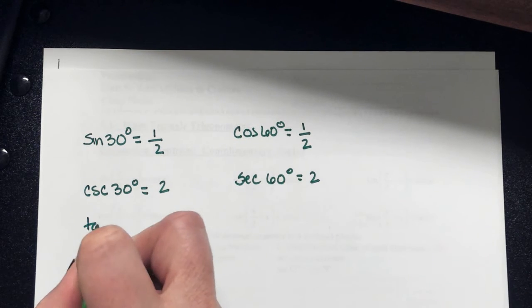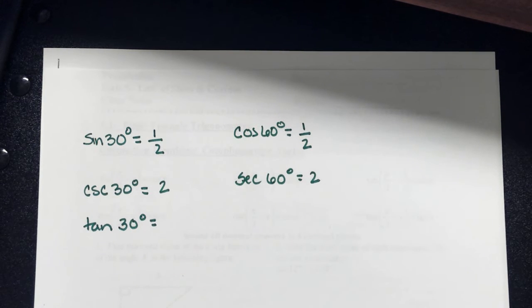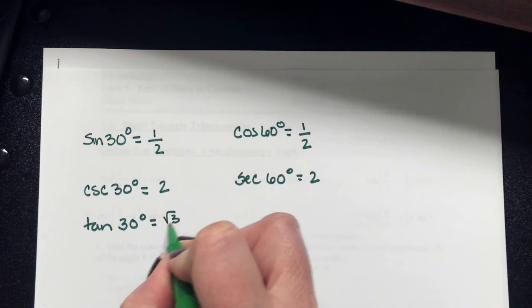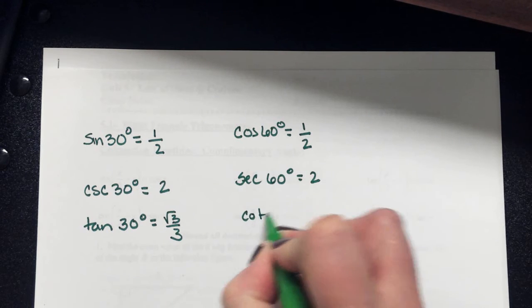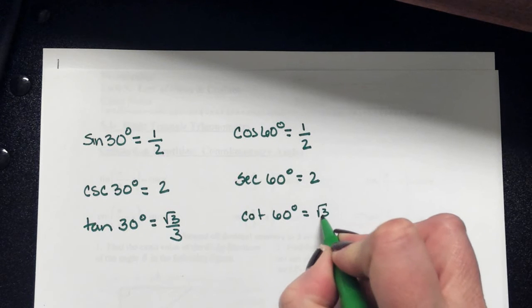How about the tangent of 30 degrees? 30 degrees, remember, is pi over 6 in radians. Square root 3 over 3. And then what's the cotangent of 60 degrees? Again, cotangent of 60 degrees is the same as pi over 3. It's what? Trick question? Square root 3 over 3.